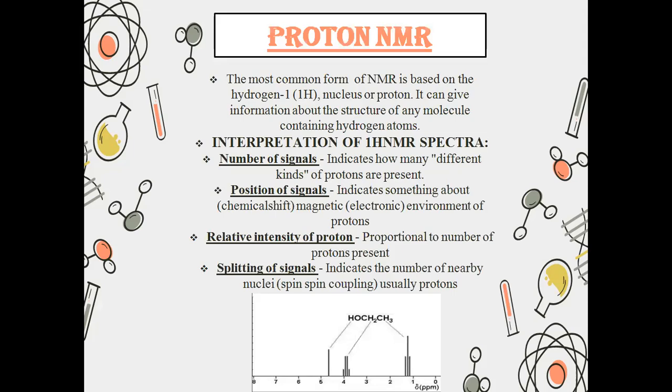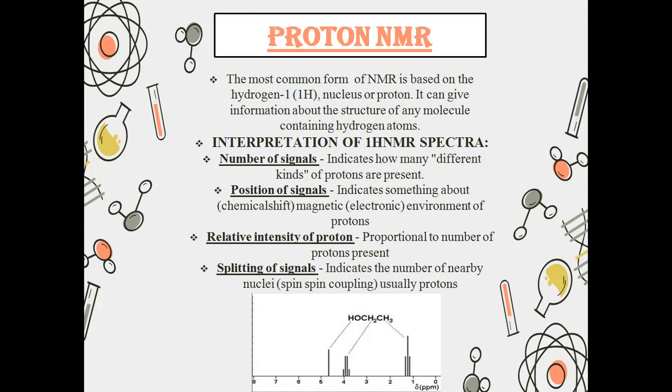Then proton NMR. There are two types of NMR, that is C13 NMR and then proton NMR. I will discuss proton NMR. The most common form of NMR is based on the hydrogen-1 nucleus or proton. It can give information about the structure of any molecule containing hydrogen atoms.